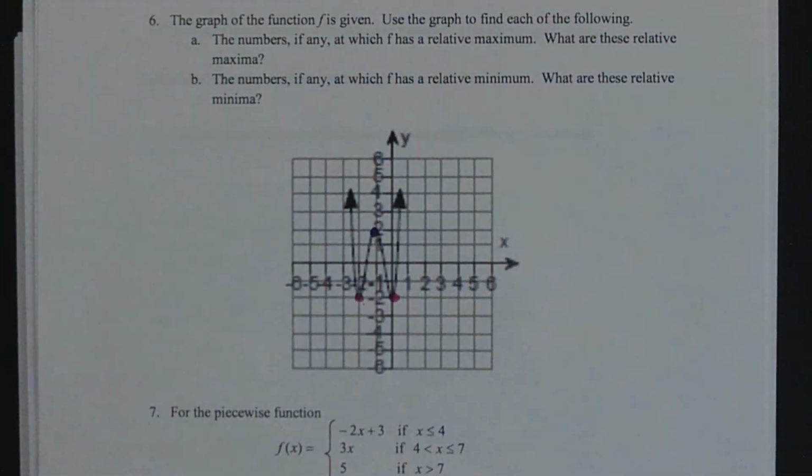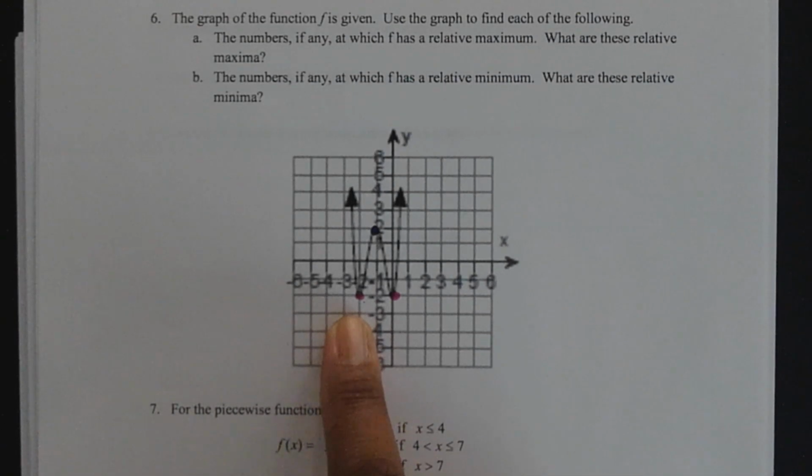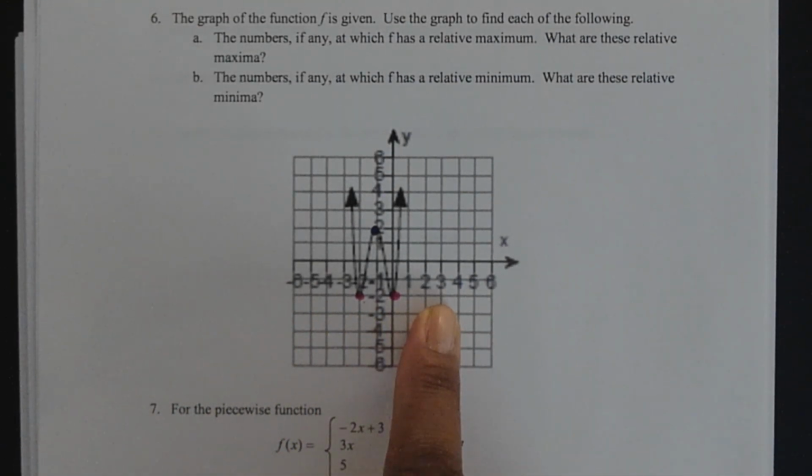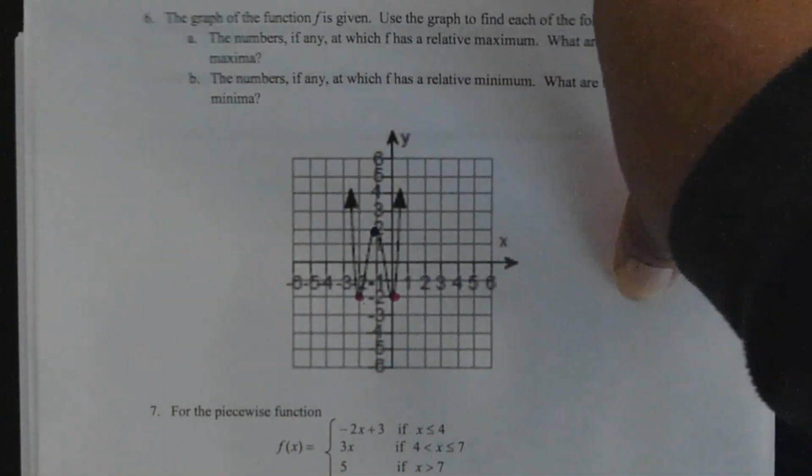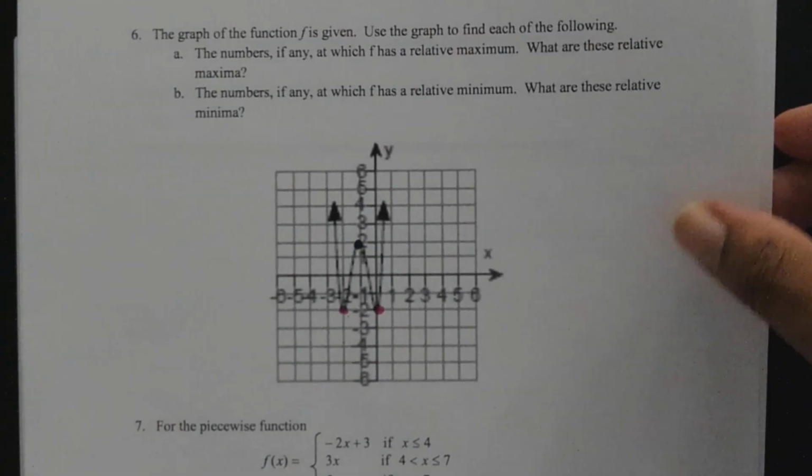Okay. Any other questions? So how do you know, like, when you get... Where it occurs is going to be the x value. The relative maximum or the relative minimum is always the y value. Okay? Any other questions on number 6?